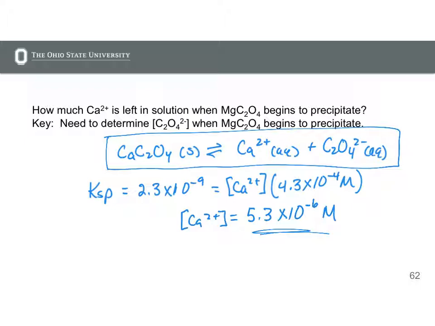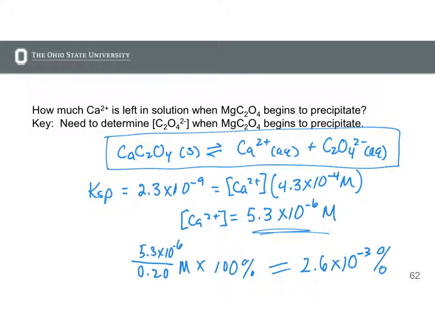Small, but measurable, okay? And if we look at a percentage that's left, we started with 0.2 molar. Now we're left with 5.3 times 10 to the minus 6 molar. If we figure out the percent, that's only 2.6 times 10 to the minus 3% that's remaining in solution. So it's a really small fraction of the initial concentration, but there is some in there. Questions on that? Okay.